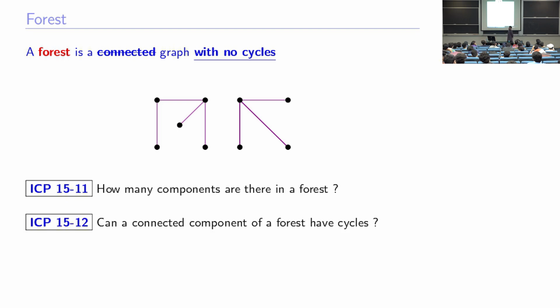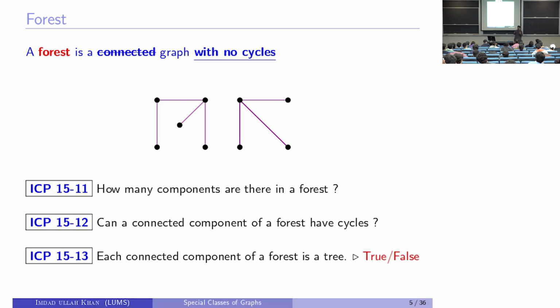Can a connected component of a forest have a cycle? If I get 1 connected component, can there be a cycle in that component? Why not? Definition says no cycles. Yeah, the definition says the whole graph has no cycle. So every part of it, every component of it has no cycle. What does it mean? If it's a connected component of a forest, it cannot have a cycle. Every connected component of a forest will be a tree.